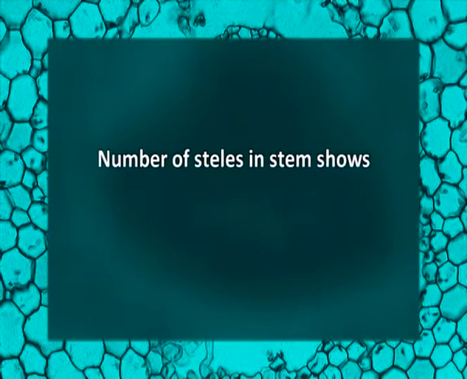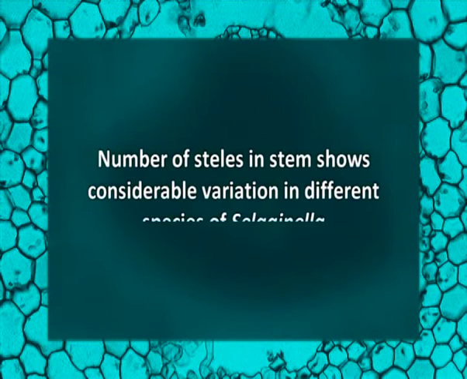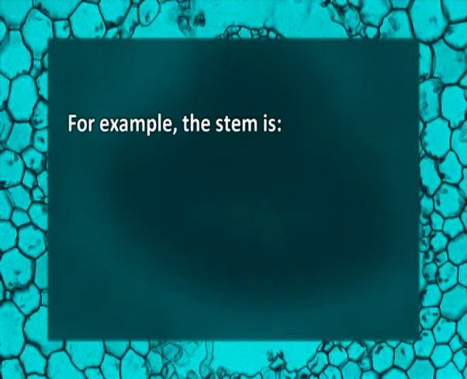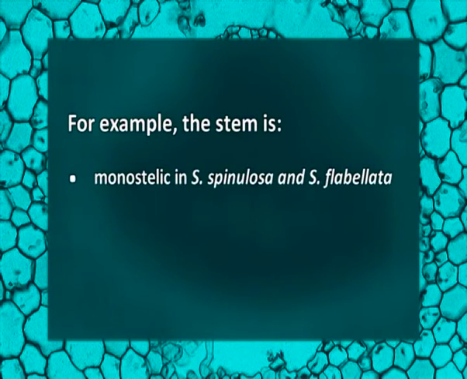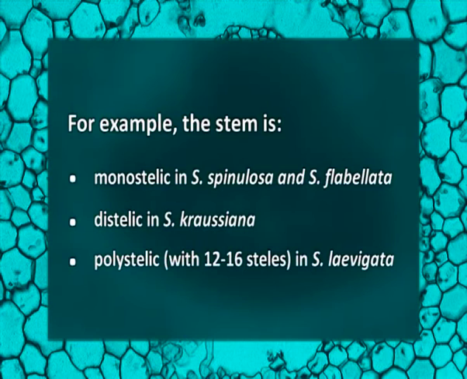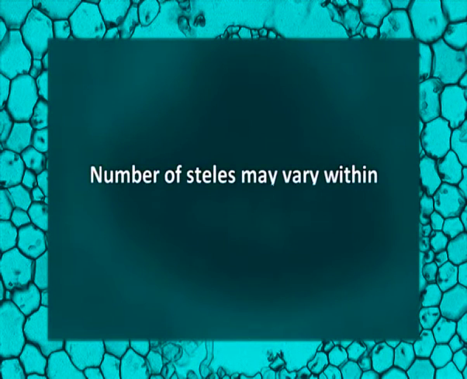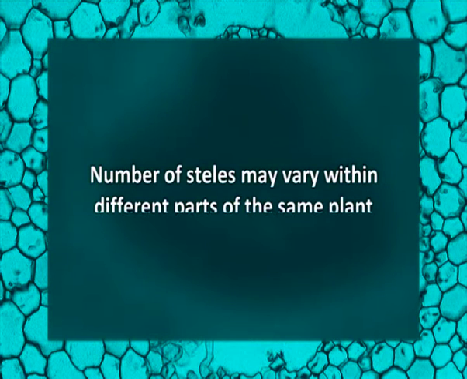The number of steles in the stem shows considerable variation in different species of Selaginella. For example, the stem is monostelic in Selaginella spinulosa and Selaginella flabellata, distelic in Selaginella cressoni, and polystelic with 12 to 16 steles in Selaginella levigata. Besides, the number of steles may also vary with different parts of the same plant.